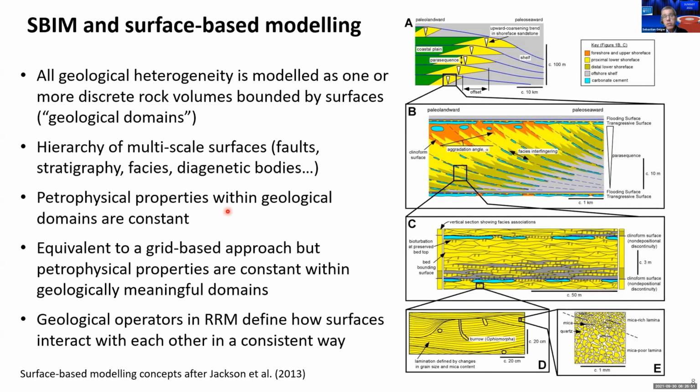Importantly, the petrophysical properties are always constant within a geological domain. So we don't do any geostatistics to represent geology. This is exactly equivalent to a grid-based approach, but now the petrophysical properties are constant within a geologically meaningful domain rather than a grid block of arbitrary shape. If you want to add more heterogeneity, we draw another surface to define another geological domain. We have these geological operators that define how these surfaces interact with each other in a consistent way.